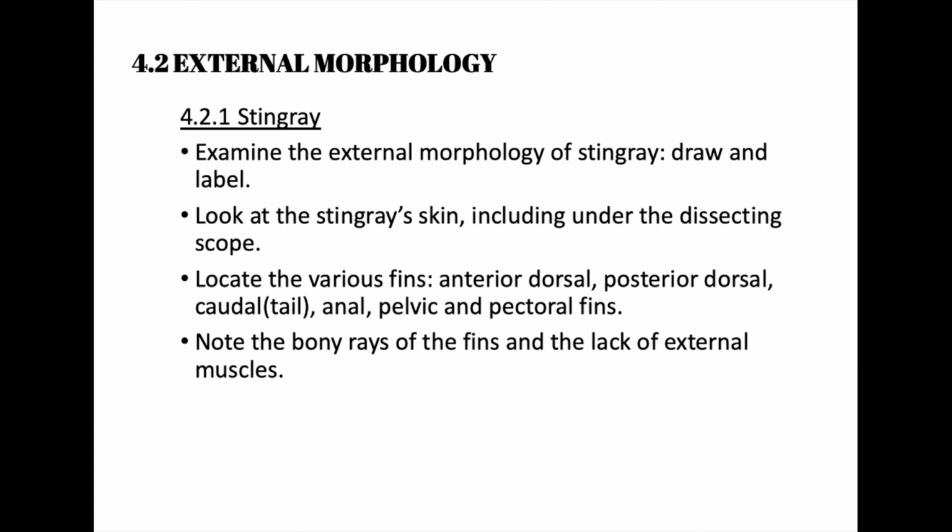4.2 External morphology of stingray. Examine the external morphology of stingray. Draw and label. Look at the stingray skin, including under the dissecting scope. Locate the various fins: anterior dorsal, posterior dorsal, tail, anal, pelvic, and pectoral fins. Note the bony ray of the fins and the lack of external muscle. Examine and determine the form of stingray mouth.